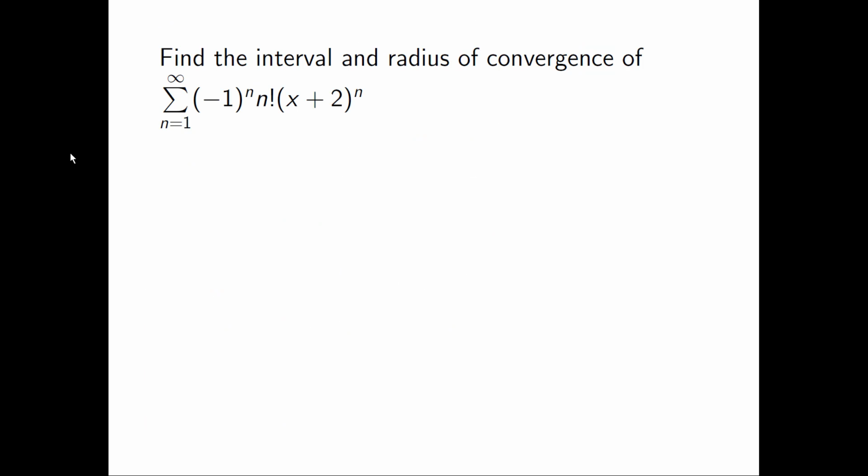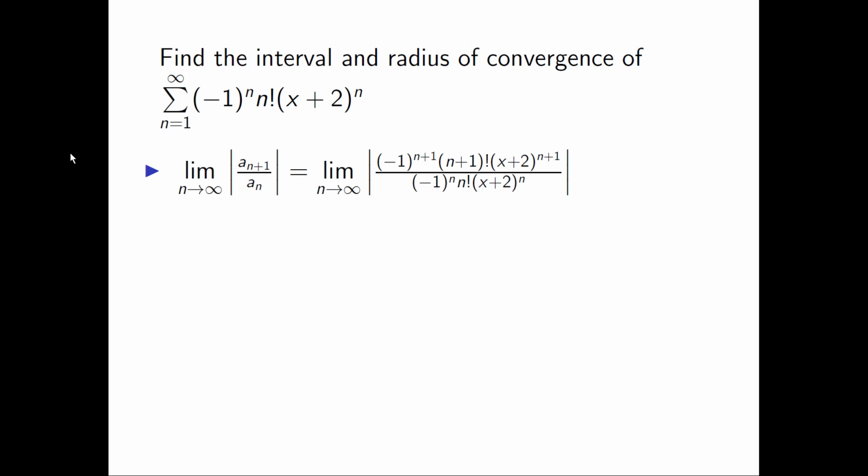Let's take one more example, and this one actually turns out to be a little easier. Minus 1 to the n, so it's alternating again, and we have n factorial times x plus 2 to the n. Notice this one is now centered at negative 2. Our previous example was centered at 3. This one is centered at negative 2. And so let's take the ratio test again.